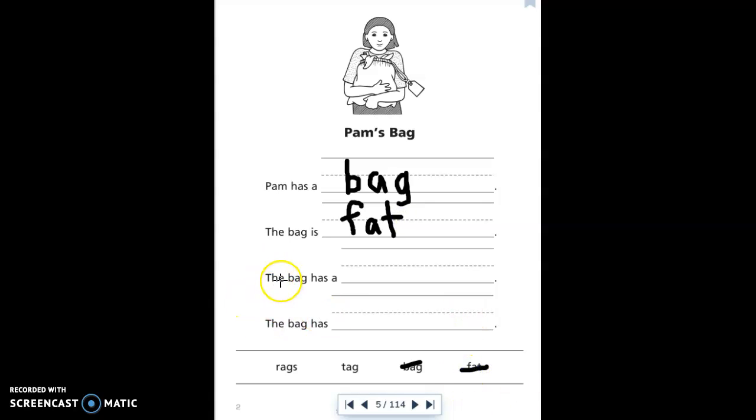Here we go. Memory word again. The bag has a rags or tag, which makes more sense. The bag has a tag. Plus, they've used the article a, which means it can only be one item. So I'm not going to use a plural word. I'm going to use tag. And then finally, I only have one option left. I have rags. So let's read this. The bag has rags. Does the bag have rags? It looks like it's full of rags. So that is correct.